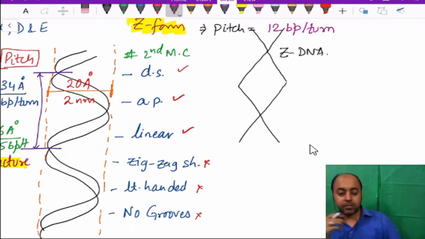So Z form, double stranded, the two strands are anti-parallel and linear. It has a zigzag shape. The DNA is left-handed and there are no grooves. The pitch of the DNA is 12 base pair per turn.